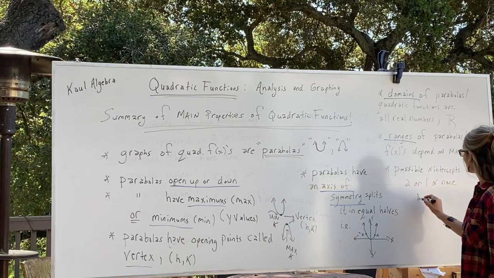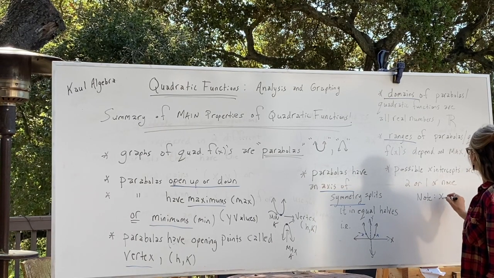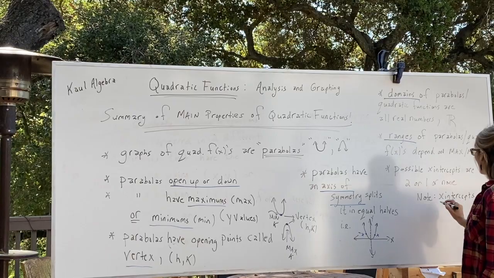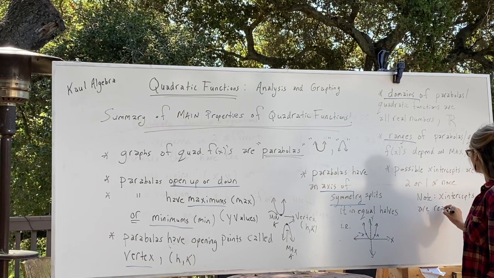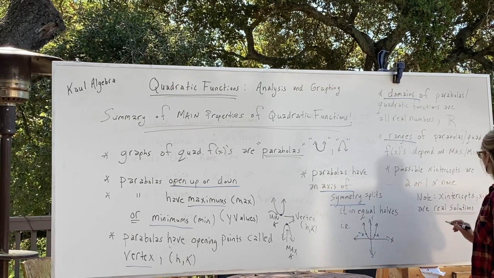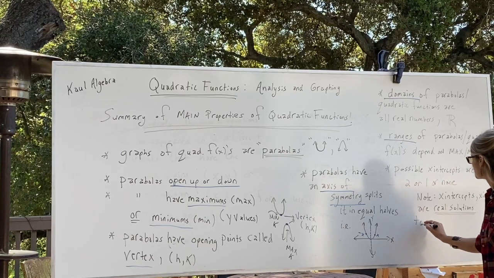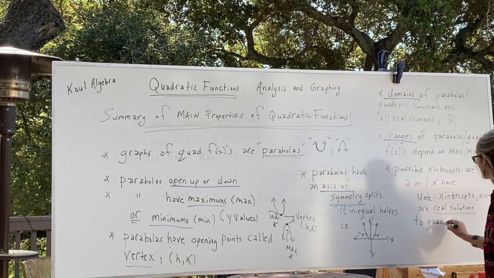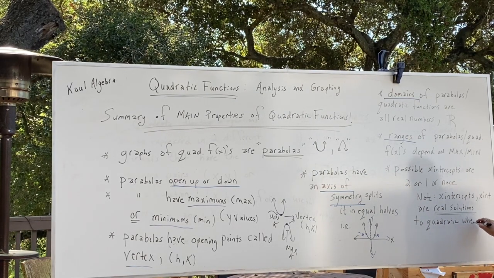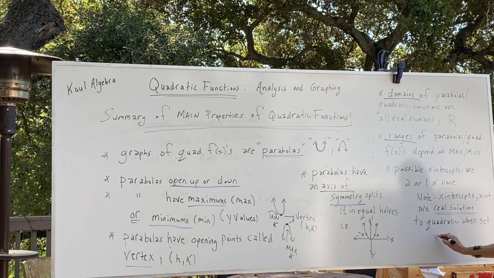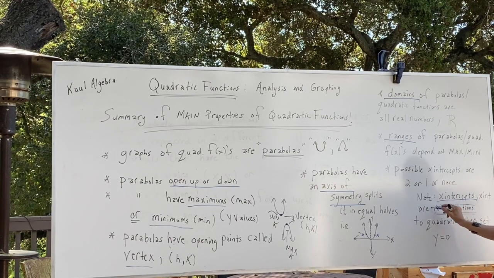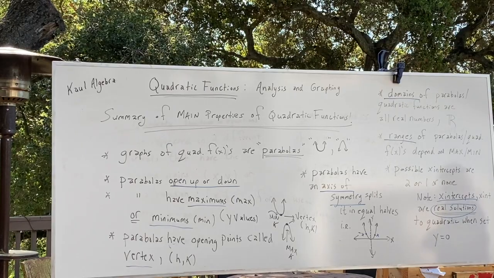So what you have to note is that your x-intercepts, or x-intercept for short, are your real solutions to your quadratic equation, to your quadratic when you set y equal to 0. So they can only be the real solutions. Very, very important fact.